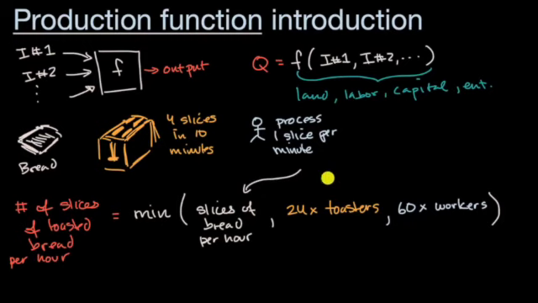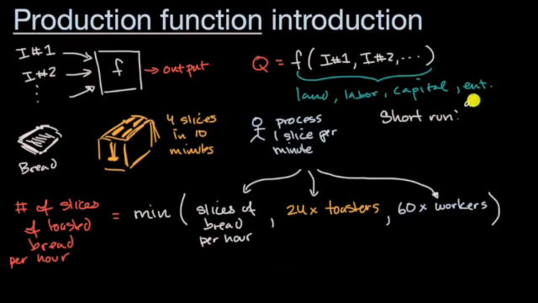The number of slices of bread per hour, the number of toasters we have at our disposal, the number of workers. Toasters you could view as capital, workers you could view as labor. And now another interesting thing to think about, and we will talk a lot about this in economics, is what's going on in the long run and the short run. Production functions are useful for thinking about the long run and the short run because the short run is defined as the situation in which at least one of your inputs is fixed.